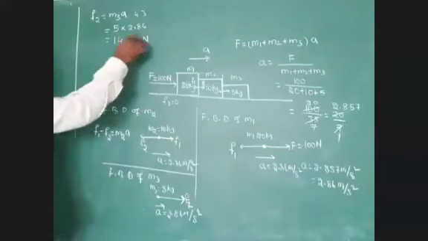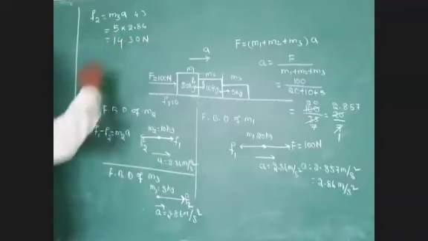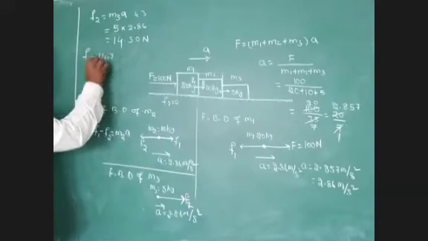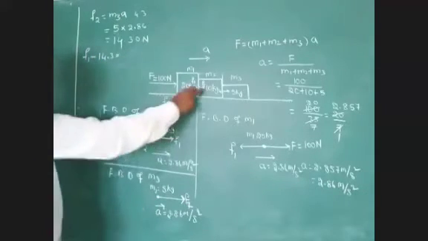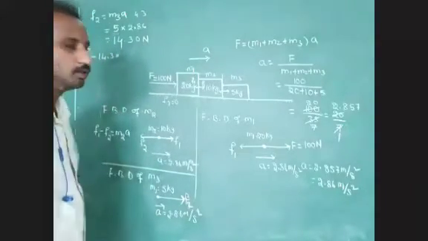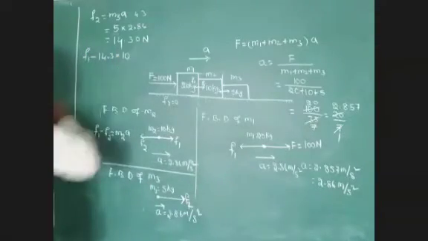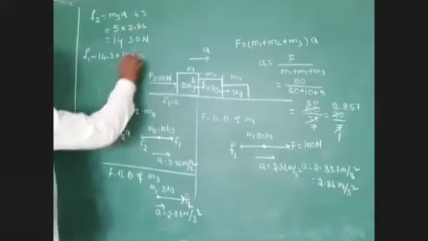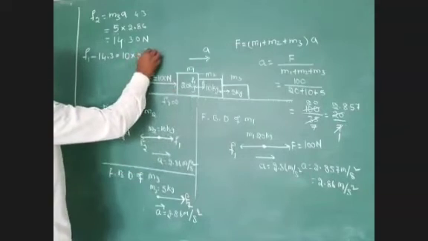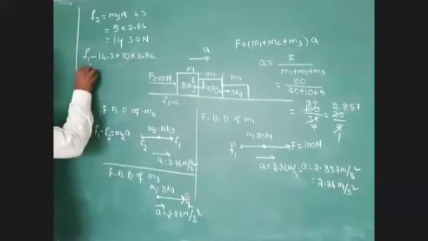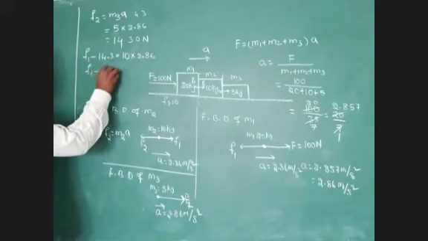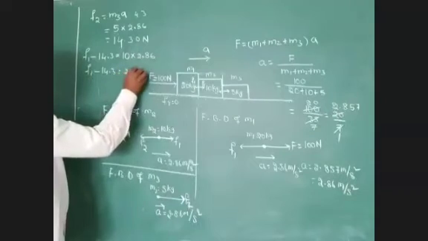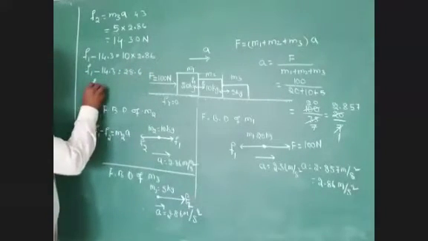So F1 value 14.30 newtons. Sorry, F2 value 14.30 newtons. Substitute here: F1 minus 14.3 is equal to M2. M2 equal to 10 kg. Acceleration value how much? 2.86. Just identify: F1 minus 14.3 equals 10 into 2.86 value, equal to 28.6.